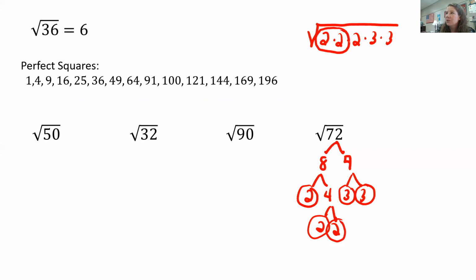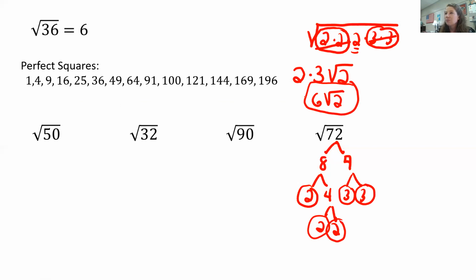There's a pair of 2s. I'm going to pull 1 out. Well, I also see a pair of 3s. I get to pull out one 3 that represents two 3s. So I'm going to multiply 2 times 3, and then what's left under the radical? A 2. Now I'm going to simplify 2 times 3. I get 6 square roots of 2. And I've just simplified the square root of 72.